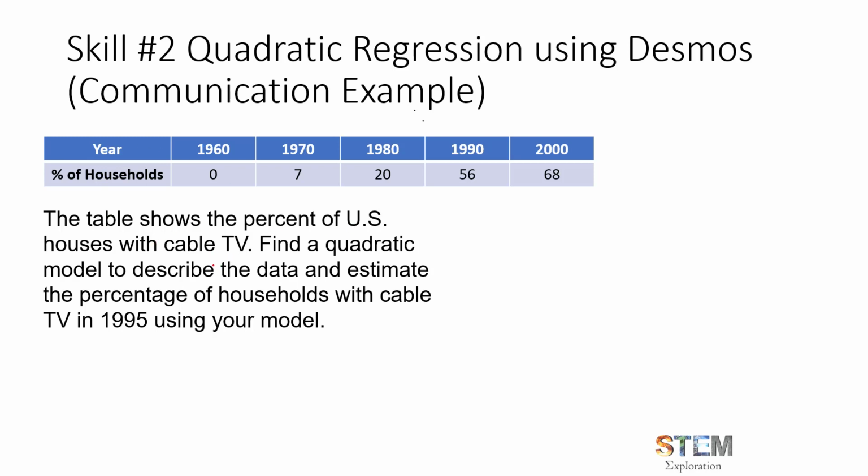Now, this is probably truly parabolic because, I mean, who has cable TV nowadays? Everyone's got Netflix and all these other network subscriptions, and having cable TV is kind of more of a luxury than anything. But I digress. If we want to find a quadratic model to describe the data, we'll have to do a regression. And then with that, we can estimate the percentage of households with cable TV in 1995 using our model.